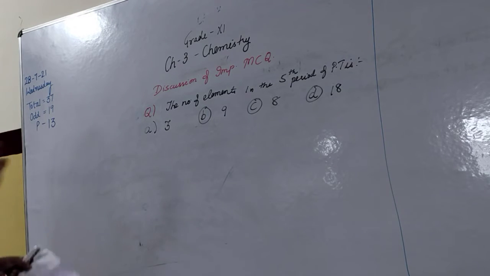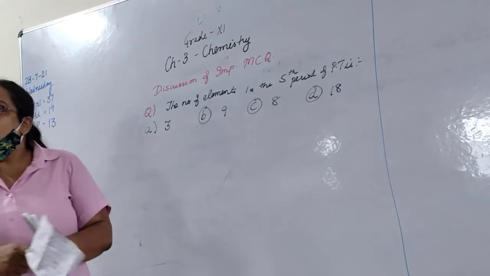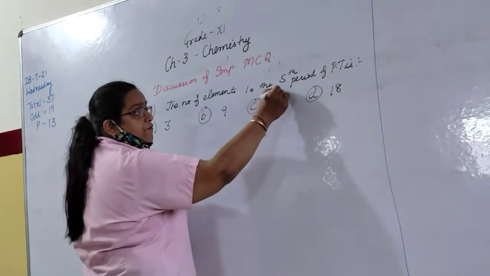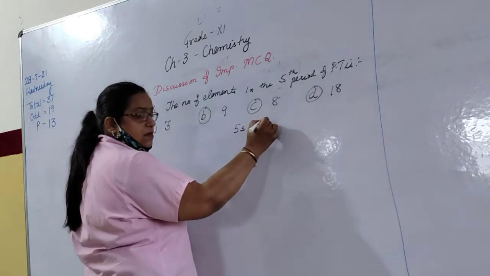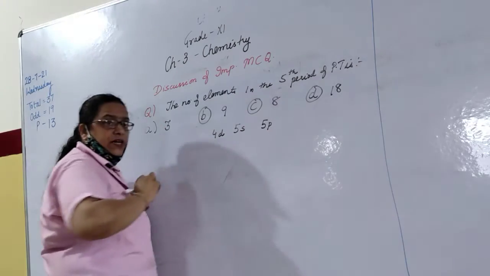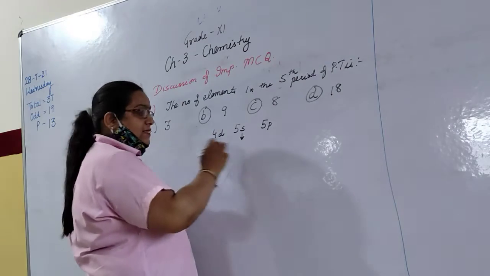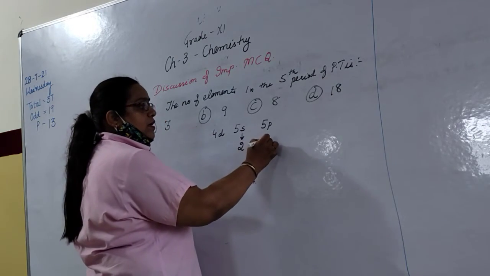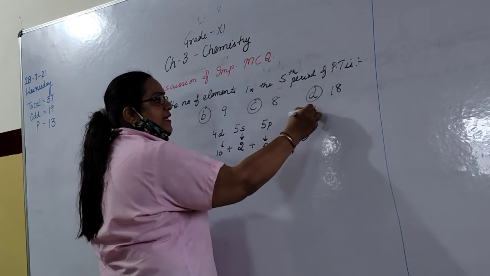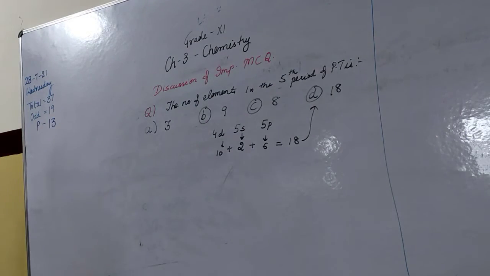How will you calculate? Always see the number of elements present. The last shell, just see. The fifth period means 5s, 5p, and it also includes 4d. So how many electrons are there? 2, 6, 10. So total is 18, which means this period must include 18 elements. Okay?